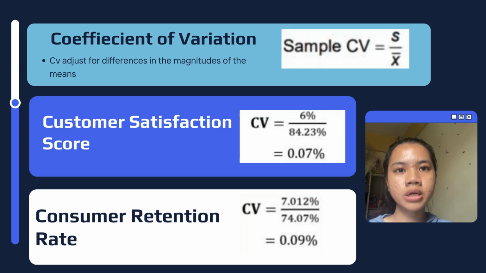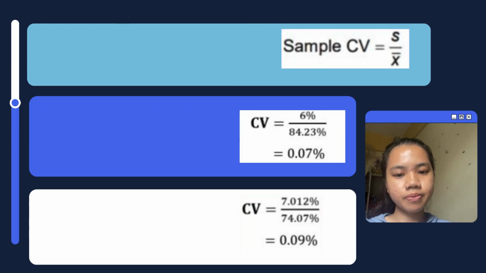The coefficient of variation is adjusted for differences in the magnitude of the means. The formula is standard deviation divided by the mean. For customer certifications, 6% divided by 84.23 gives 0.07, while for customer retention rate, 7.012% divided by 74.07 gives 0.09 for the coefficient of variation.